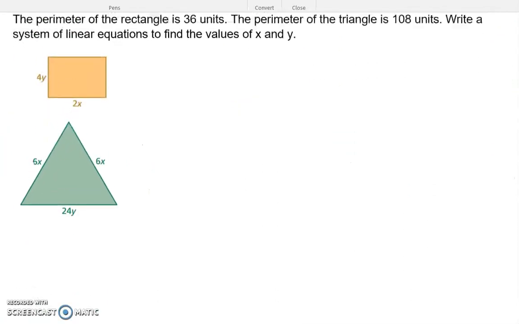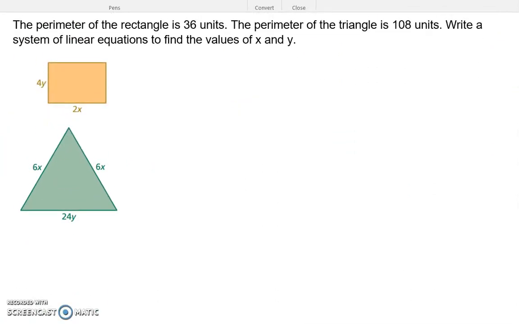Okay, keep scrolling down. And the last question says the perimeter of the rectangle is 36 units and the perimeter of the triangle is 108 units. Write a system of linear equations to find the values of x and y. So remember, when we write a system, we are writing two equations. So the perimeter of the rectangle is 36 and the perimeter of the triangle is 108.